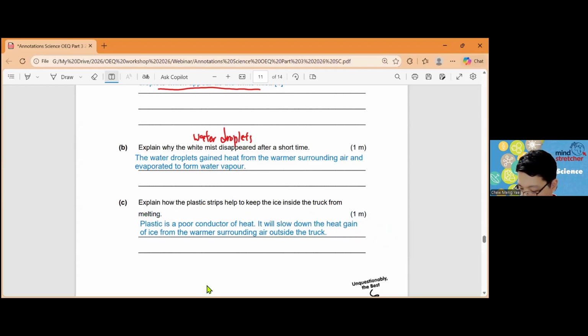Okay? So you must talk about the plastic. Otherwise, they could use some others that are good conductors as well. Of course, they want to use something that's a poor conductor, and help to slow down the heat transfer, the heat gain of the ice.